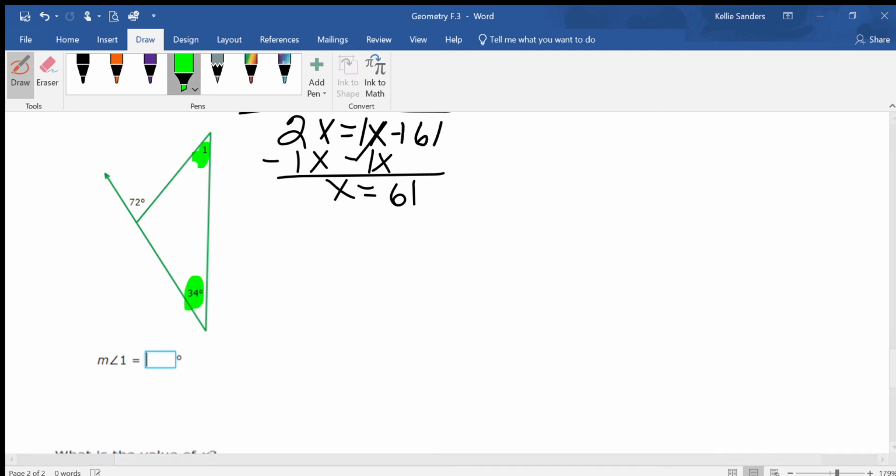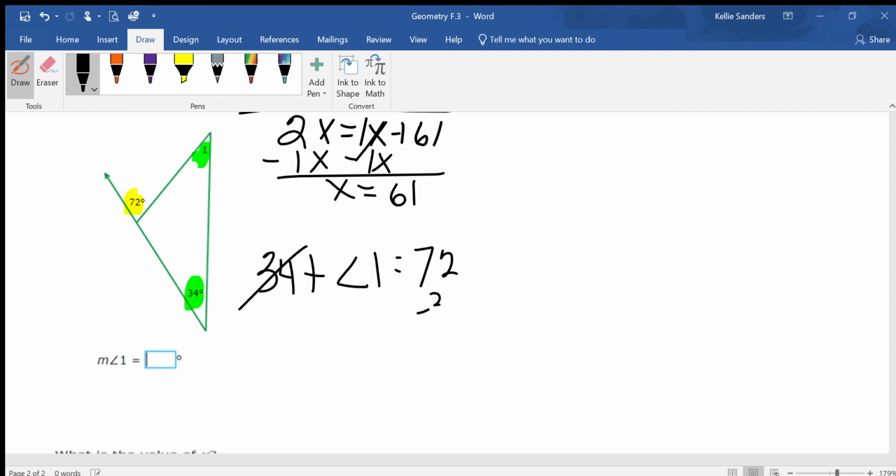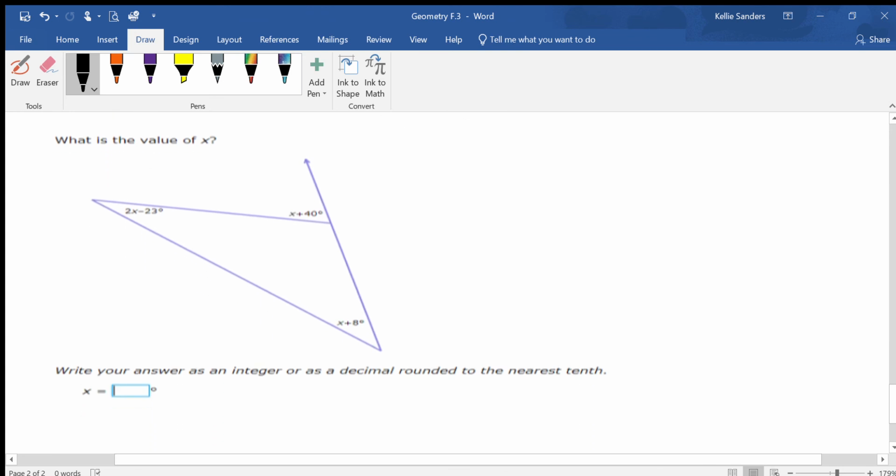Inside, inside, outside. 34 plus angle 1 equals 72. So subtract the 34. Angle 1 equals 38. Last one.